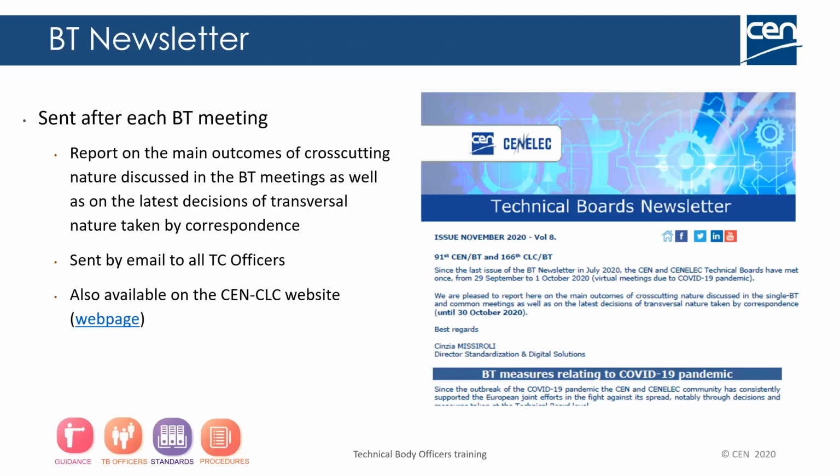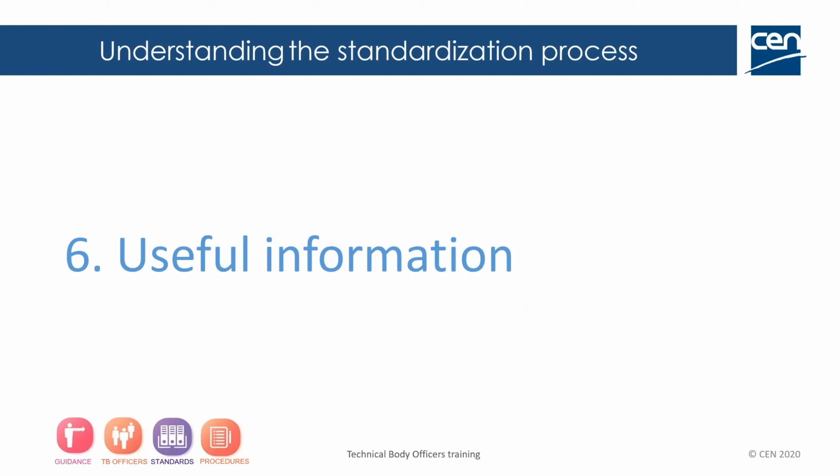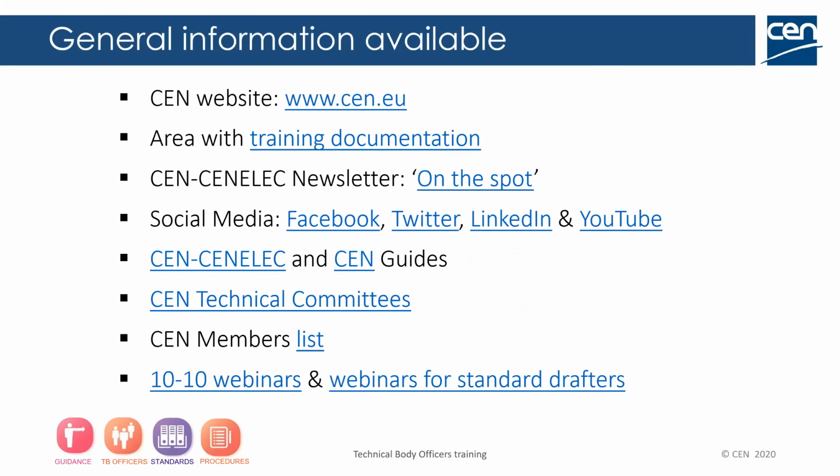This point was also mentioned before: every time we have CEN or CEN and CENELEC BT meetings, we always prepare a technical board newsletter that summarizes all the BT decisions that were taken. We circulate this BT newsletter by mail to our TC officers, so the TC secretaries and chairs, and we also make it available on the website. This is the link where you can consult all the BT newsletters of the last years. And now some very general useful information just to conclude the presentation.